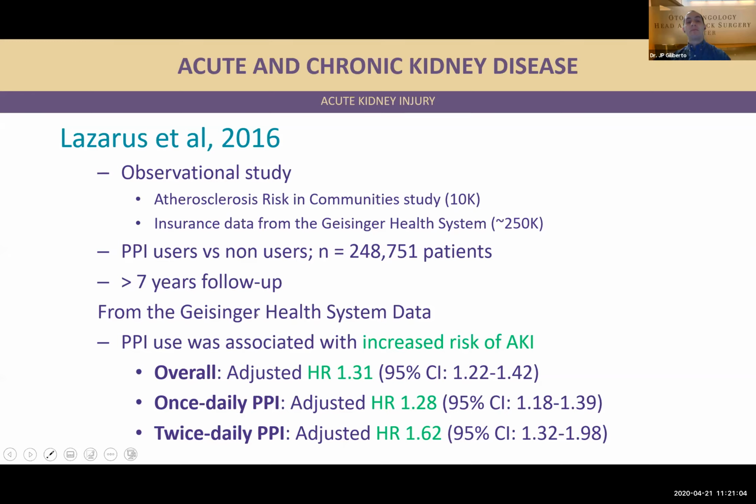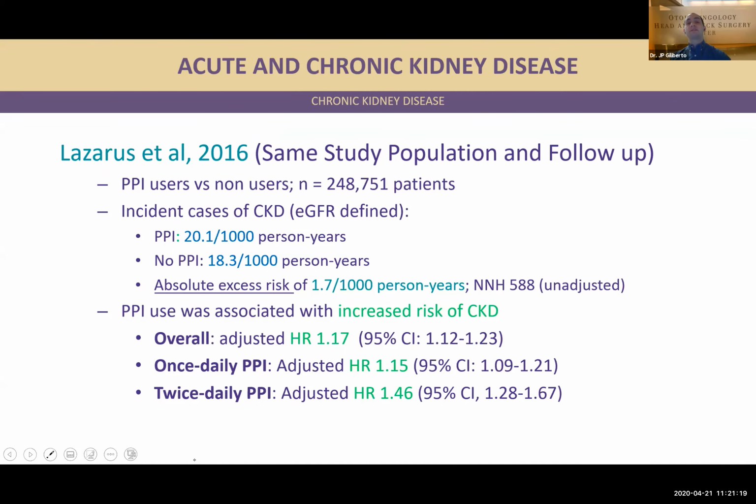patients. They had about 7 years of follow-up, and they saw not only an increased risk of AKI adjusted for covariates, they also showed a dose response curve for twice daily PPI use. They found similar findings for chronic kidney disease. Again, a slight, weak association, but present, and also a dose response curve. They also published their absolute excess risk, which we can use to find our number needed to harm.